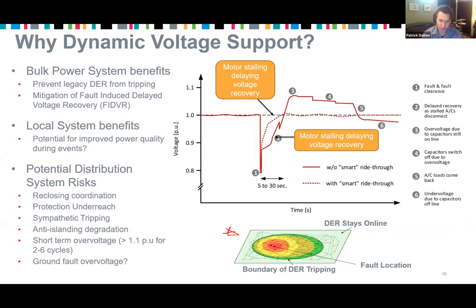If we can prevent DER from tripping, that avoids causing a bulk system plant to trip. That's the type of cascading issue that we're looking to avoid. So that's really why we want to minimize the extent and the severity of low voltage events with dynamic voltage support. And we'll look at what this actually means. It's really injecting real or reactive current, and how that can help accomplish this.